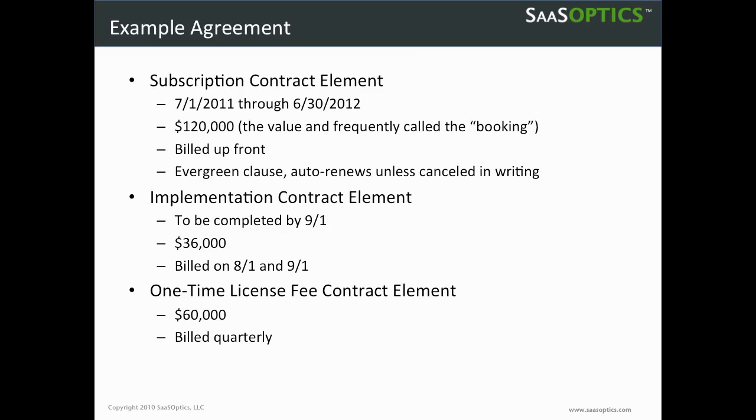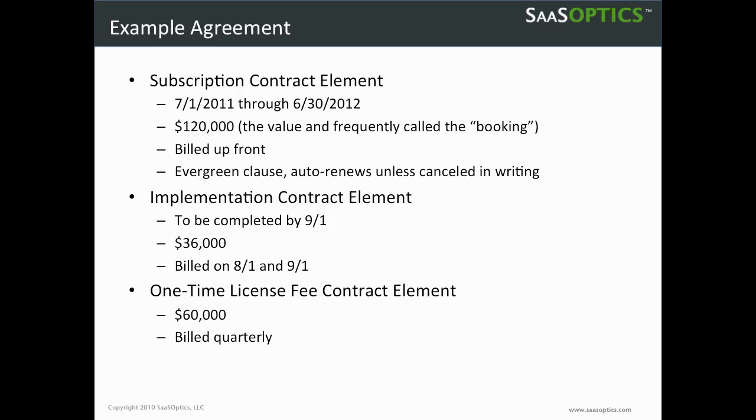And this is a very important concept here to define this as training, because certain types of professional services and implementations that impact the subscription have an impact on the revenue recognition or revenue recognition schedule of the subscription. We're not going to go into that in this particular example, but that's part of what's important about understanding these concepts: these contract elements can interrelate with each other and can affect the revenue recognition schedules of each other. We're saying that the training will be completed by 9/1. It's $36,000, and we've agreed we're going to bill it on 8/1 and 9/1.